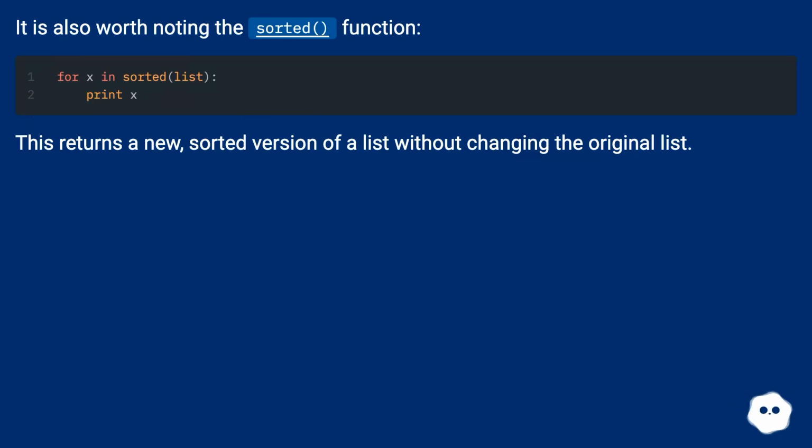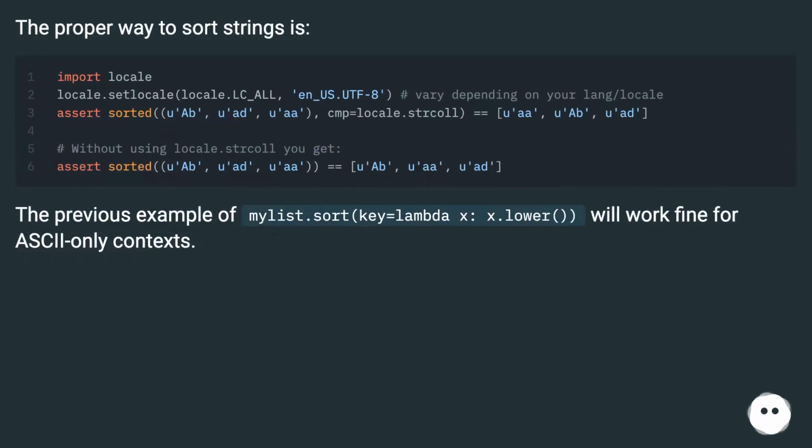It is also worth noting the sorted function. This returns a new, sorted version of a list without changing the original list. The proper way to sort strings is: the previous example of mylist.sort(key=lambda x: x.lower()) will work fine for ASCII-only contexts.